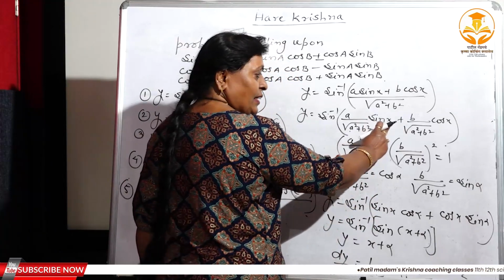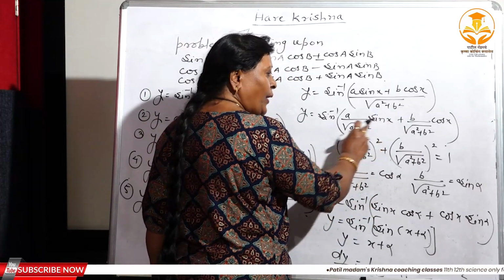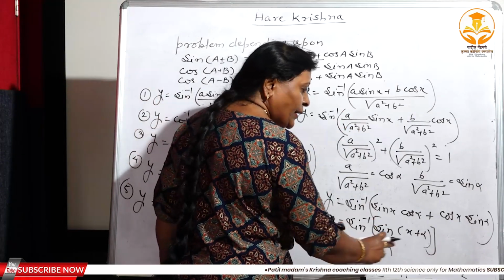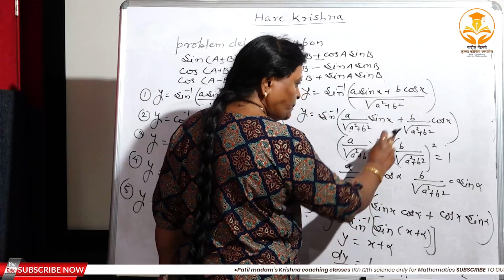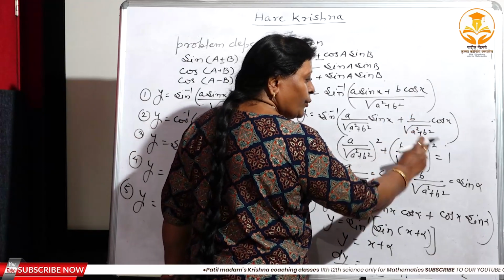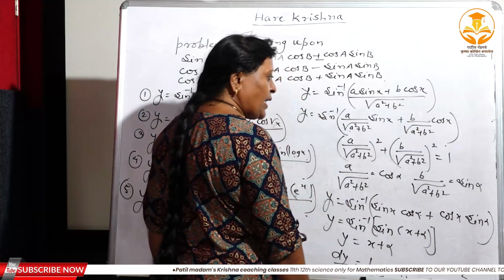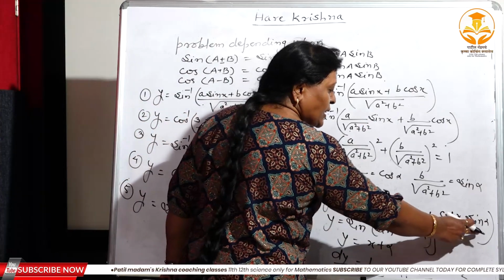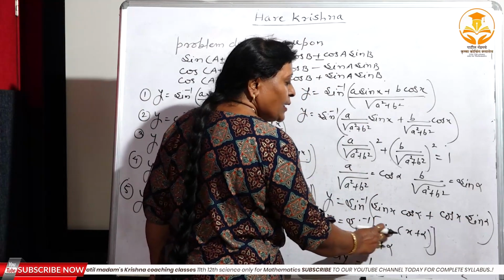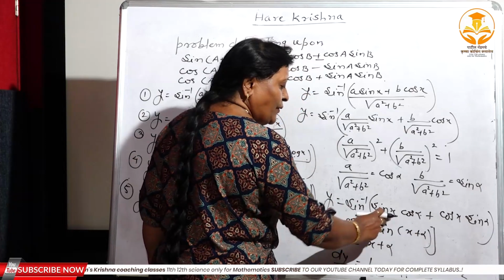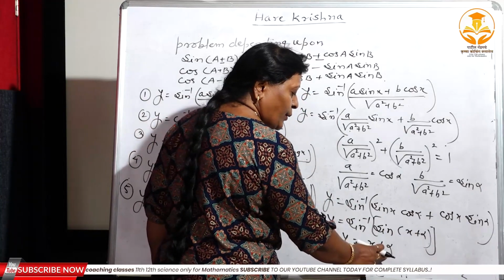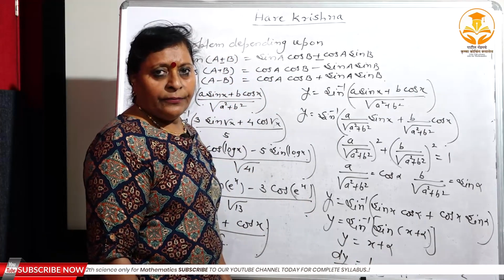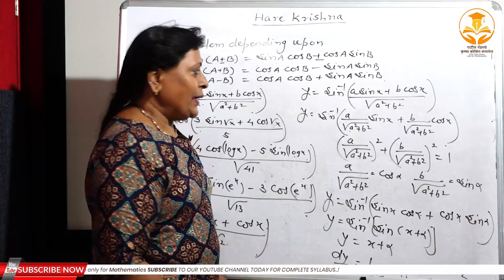So since here there is a sin x, therefore I write a divided by root of a square plus b square equal to cos alpha, and b divided by root of a square plus b square equal to sin alpha. Now you have got sin x cos alpha plus cos x sin alpha, this is nothing but sin of x plus alpha, sin inverse and sin get cancelled, y is equal to x plus alpha, therefore dy by dx is nothing but 1, right? The derivative of x is equal to 1.